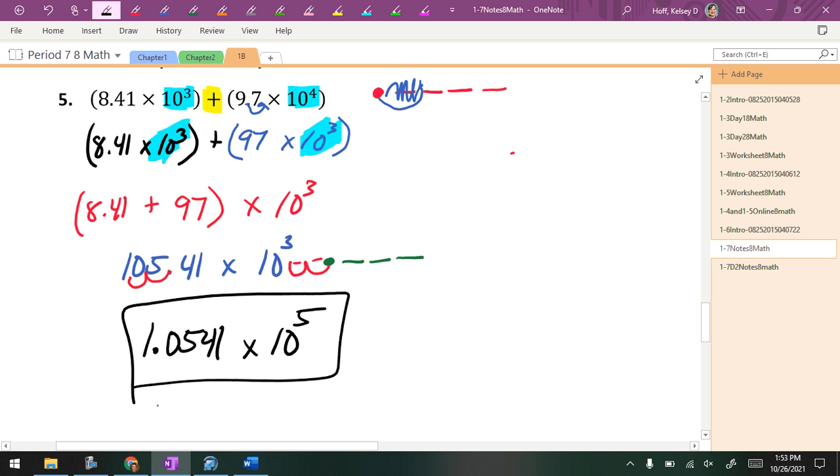The part where people get frustrated is you have to match your exponents first. On that one, you guys went to 10 to the third, which is smaller than 10 to the fourth. Let's try going to the larger one.